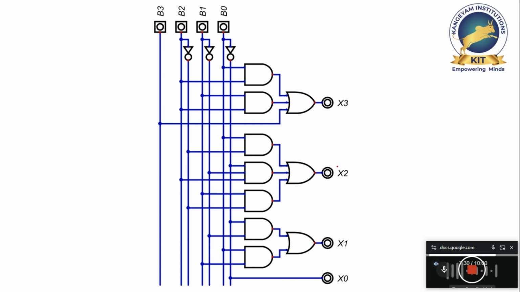Okay, so this is the 4-bit BCD to XS3 code converter. I will be giving you practice. Try to make a BCD to gray code converter by yourself and try to draw the logic circuit for that.